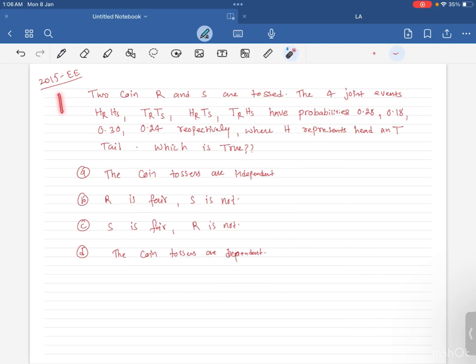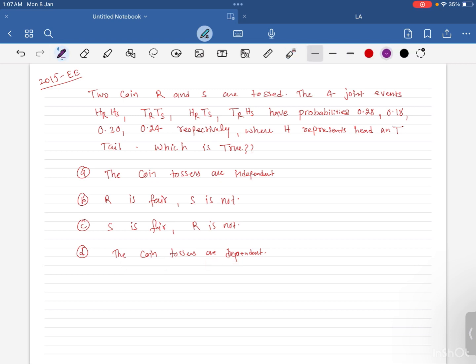So this question is from 2015 EE. Two coins R and S are tossed. The four joint events, that is head-head, tail-tail, head-tail, and tail-head, have probabilities 0.28, 0.18, 0.30, and 0.24 respectively. H is head and T is tail. The options: the coin tosses are independent; R is fair, S is not; S is fair, R is not; the coin tosses are dependent.